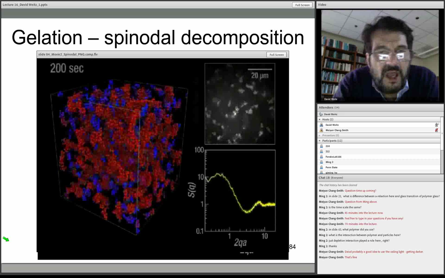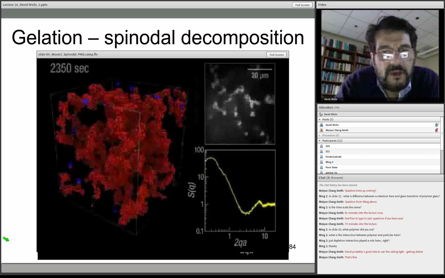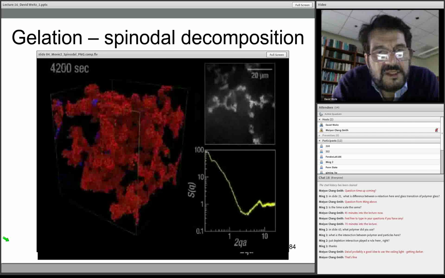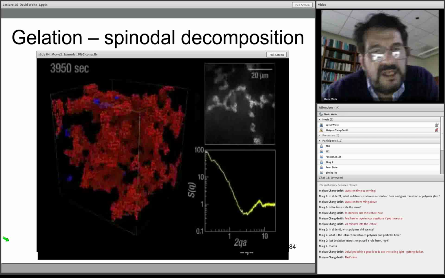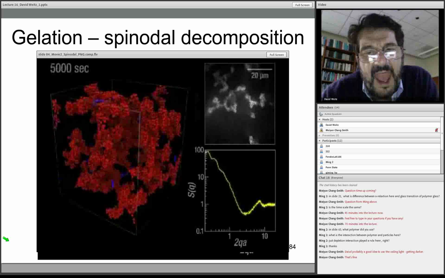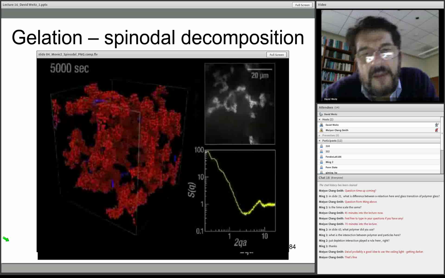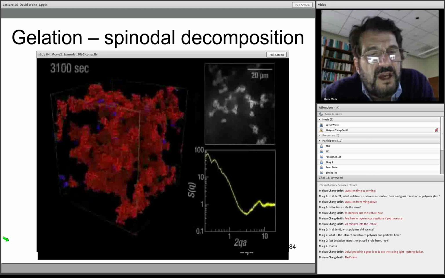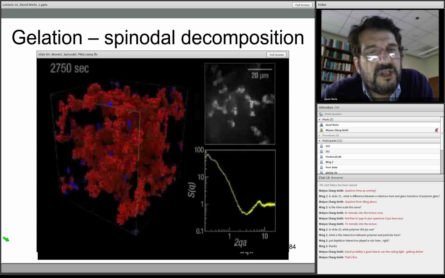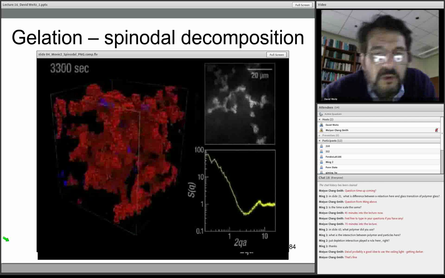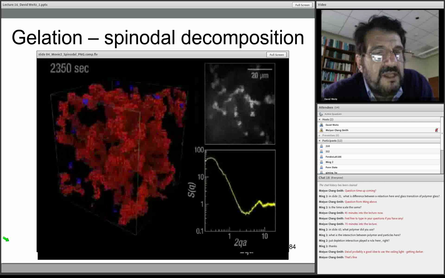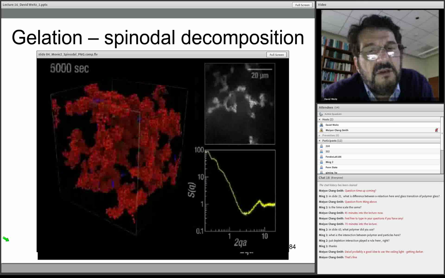So now, I'm not sure how it will play on my computer. It's fairly slow, but now you can see it forms, and you can see that the gel forms, and the structure factor goes up and exhibits this characteristic behavior of structure factor of spinodal decomposition. Well, we can play it one more time, but I think that's clear enough, Mayun, and maybe just in the interest of time, we could just continue.